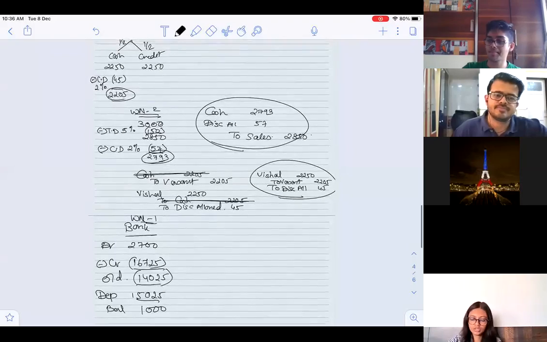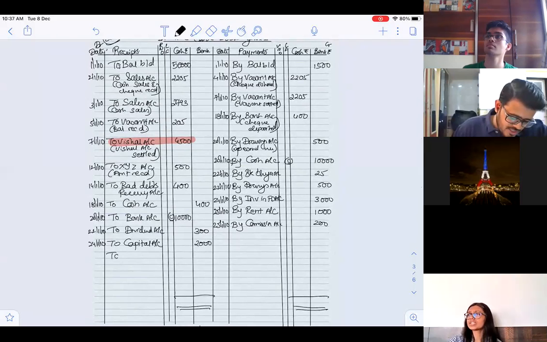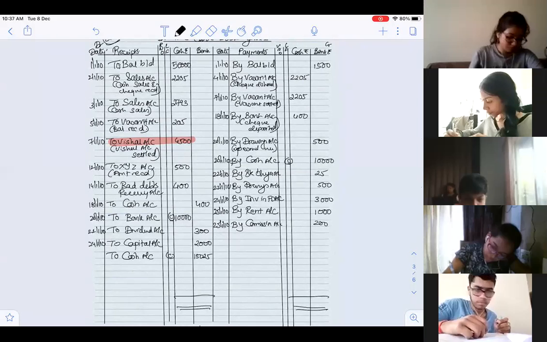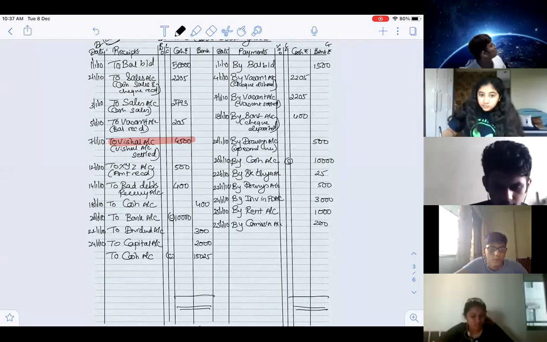Bank to cash. Contra entry. That was your last entry. Bank to cash. Sir, it is not possible, right, that the cash would be less than 15,025? Not possible. Never ever. Otherwise, they wouldn't give you such adjustment.